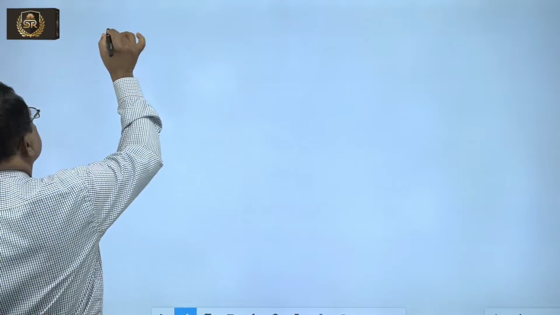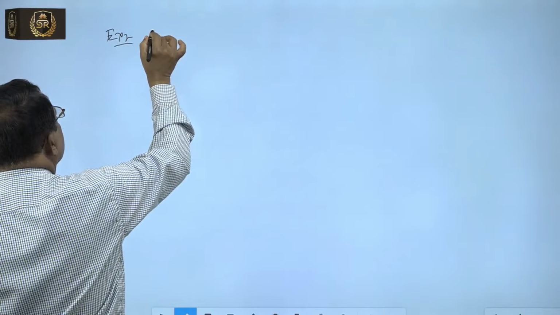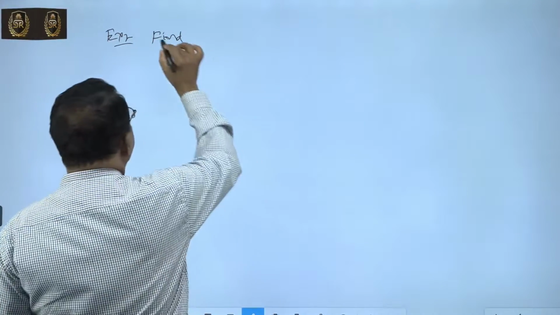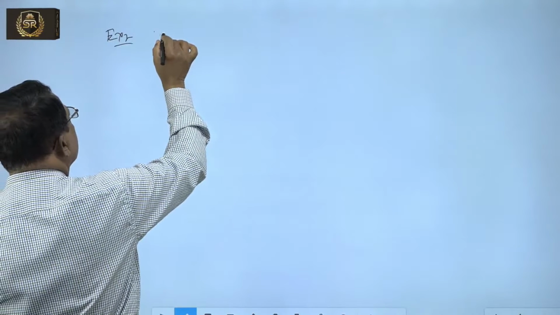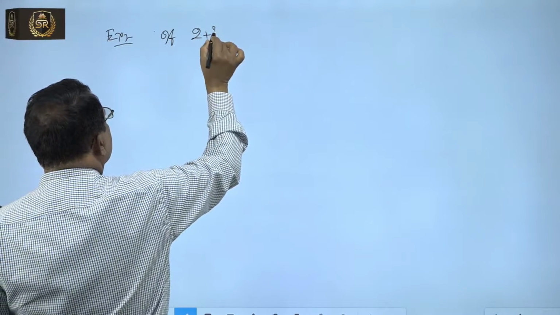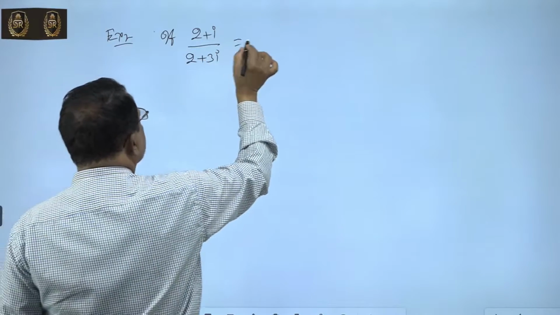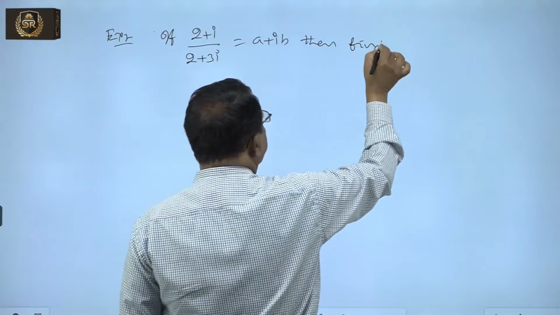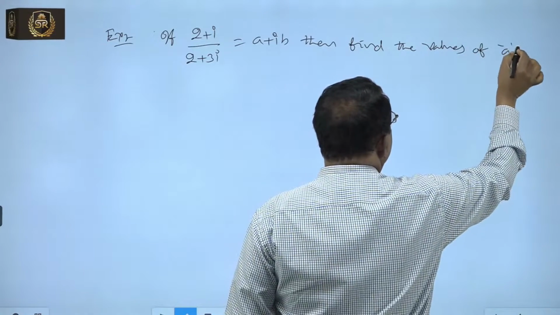Next, find, if 2 plus i by 2 plus 3i equals a plus ib, then find the values of a and b.